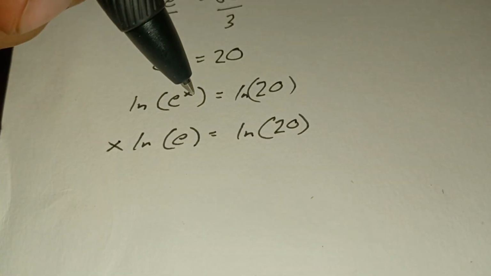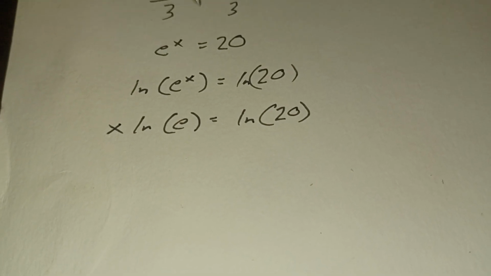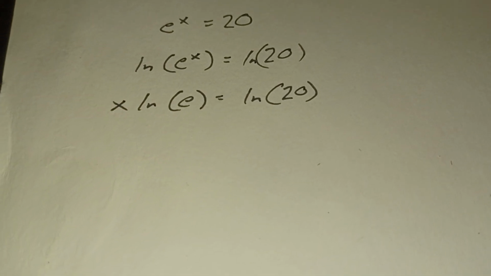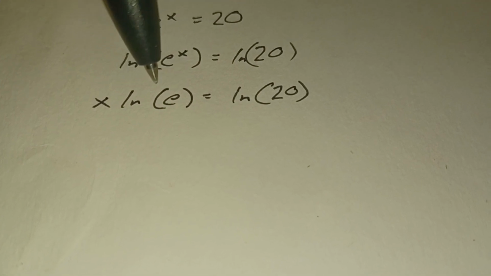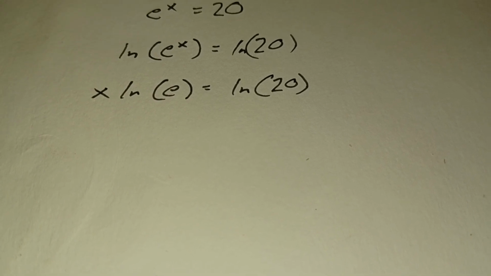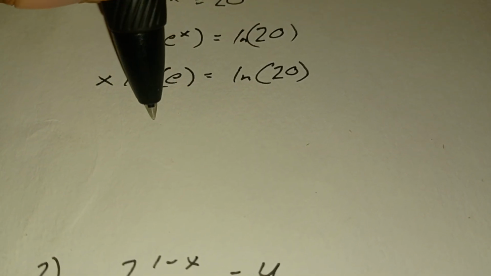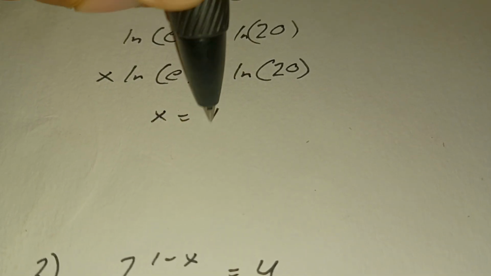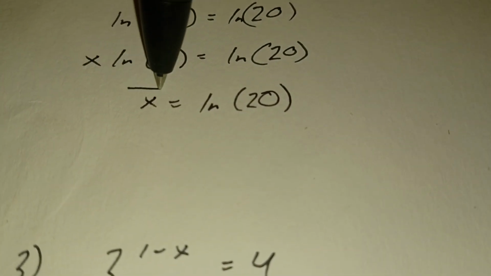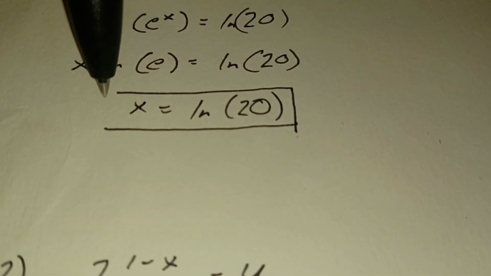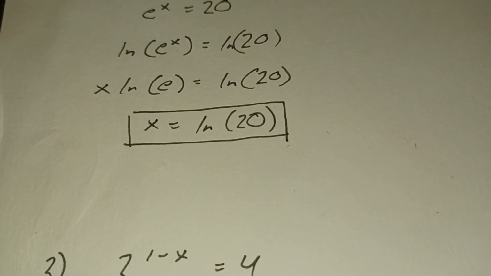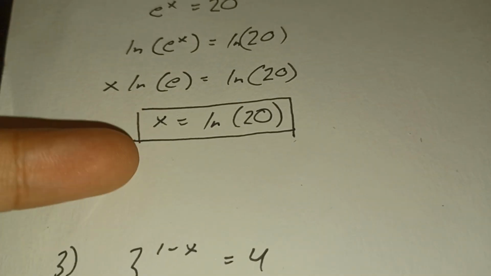So the exponent goes to the outside, just like we wrote down here. The natural log of e is 1, so 1 times x is obviously x. So x is equal to ln of 20. That's going to be our answer. You can plug this into your calculator to get an approximation, but since we want an exact amount, this is your exact amount.